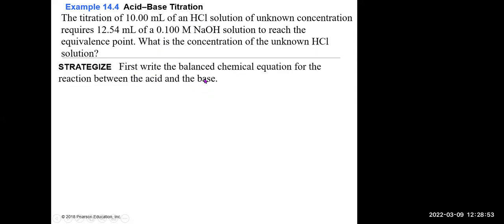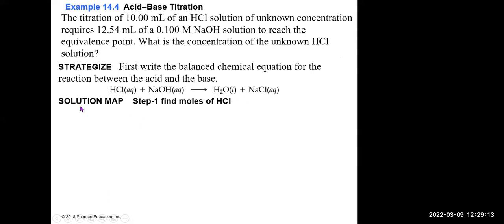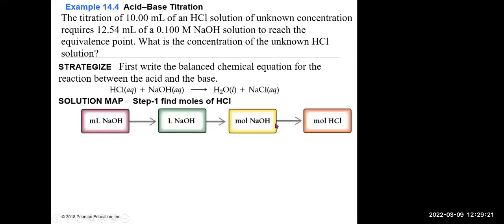To do that, we'll first write the balanced chemical equation for the reaction between acid and base. We see the acid is HCl, the base is NaOH, and the products are H2O and NaCl. Then we balance the equation. Another step will be to calculate the moles of HCl from the data of the titration. What we know is the milliliters of NaOH used, and the concentration of NaOH.